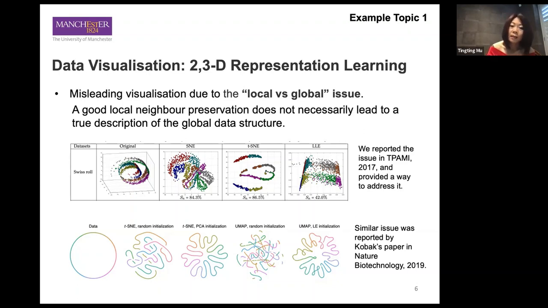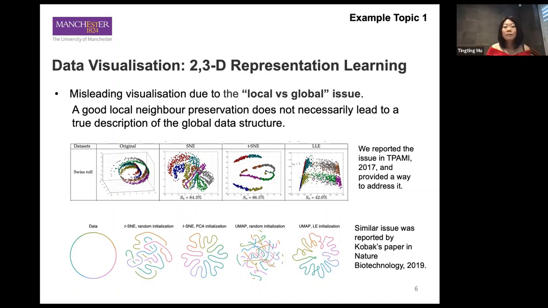We reported this issue in a paper we published in TPAMI in 2017. We used a three-dimensional Swiss roll data here. You can see for the two algorithms in the second and third columns of the top figure, the algorithm preserves the neighbor preservation score pretty well, but has a pretty arbitrary global data structure. And the algorithm in the right column preserves the global structure pretty well, but unfortunately its local neighbor preservation score is not very satisfactory.